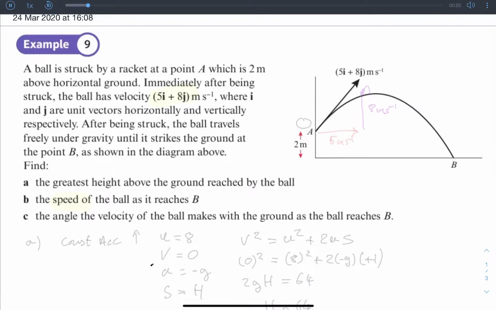As usual, we need to go through the question, lift out the key information, and get it onto the diagram. So 5i plus 8j. Now this is kind, because this time we've been given the horizontal and vertical components of the speed. So we've got 5 meters per second horizontally, and then we've got 8 meters per second vertically.